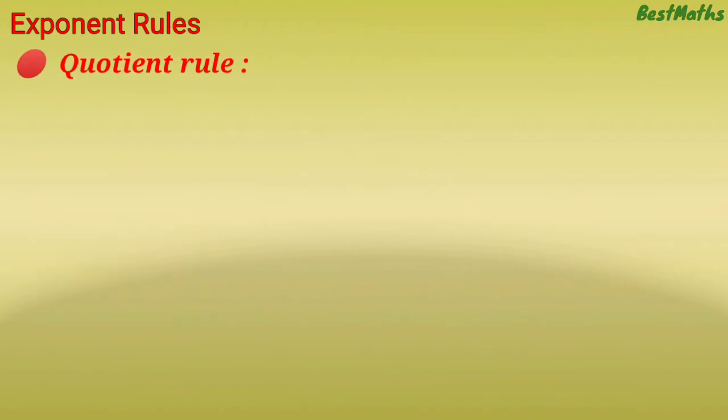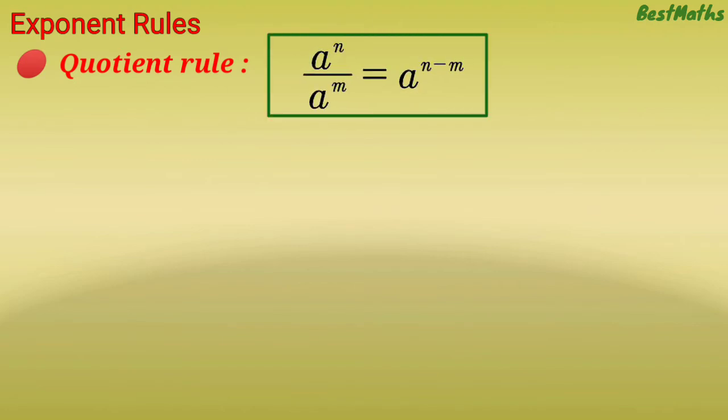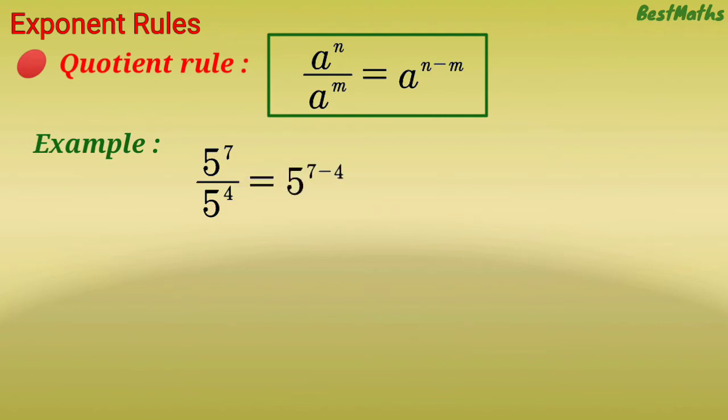Now we will pass to the quotient rule. The quotient rule says that if we have a to the n power divided by a to the m power, that's equal to a to the n minus m power. In other words, if I divide two expressions with the same base, then I can subtract their exponents. For example, what is 5 to the 7 divided by 5 to the 4? Well, here we notice that the two powers have the same base, so we will keep the base 5 and subtract the exponents. We will get 5 to the 7 minus 4. That's going to be 5 to the 3.